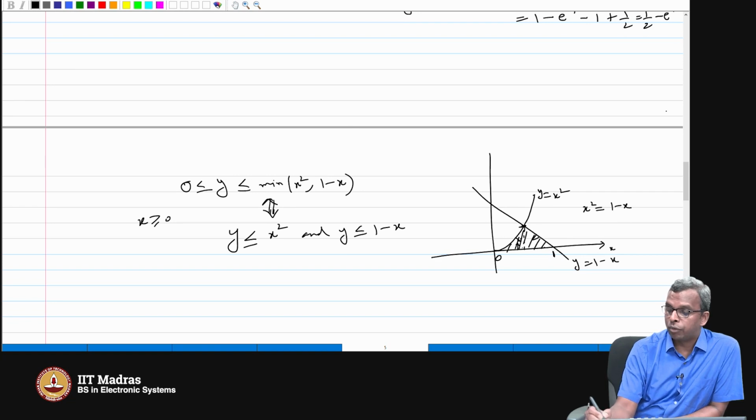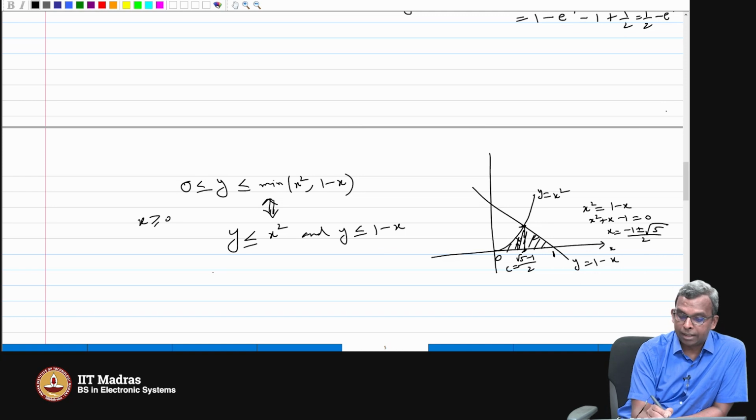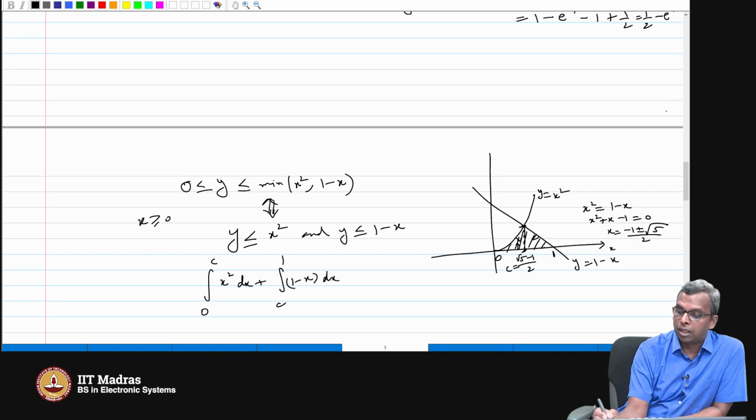But then to integrate and find the area of this region, you need to know this point, and this point is x squared equals 1 minus x. Okay. So, you can solve for this quadratic equation. You will get x squared plus x minus 1 is 0, and x is minus 1 plus or minus square root of b squared minus 4ac, that is root 5, by 2. Okay. And this clearly is positive only if it's root 5 minus 1 by 2. So, this could be some c. Okay. So, how do you integrate this? You have to integrate from 0 to c x squared dx plus integral from c to 1 minus x dx. Do you see that? That is how you describe this region.